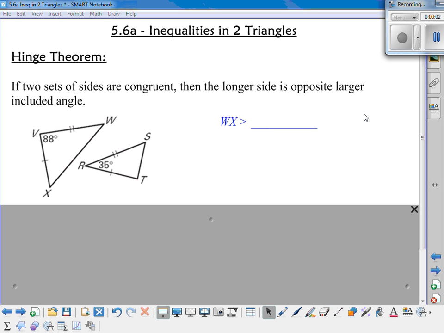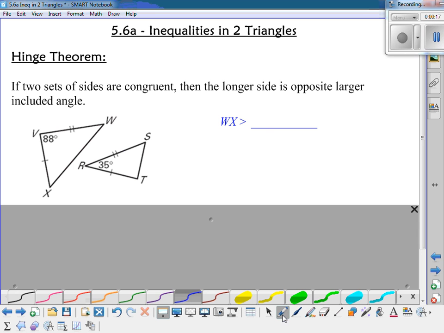Today's video we'll be talking about inequalities in two triangles, and more specifically the Hinge theorem. What the Hinge theorem states is that if two sets of sides are congruent, then the longer side is opposite the larger included angle.